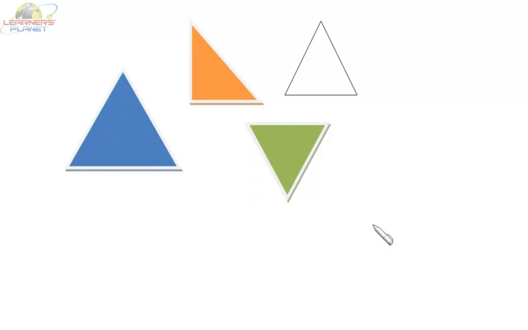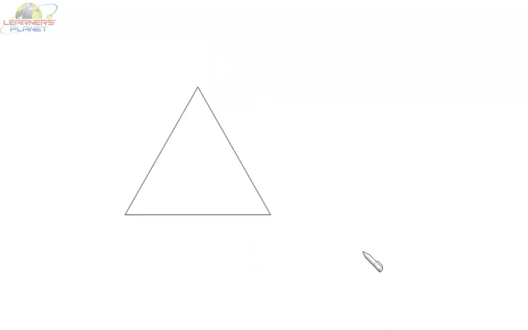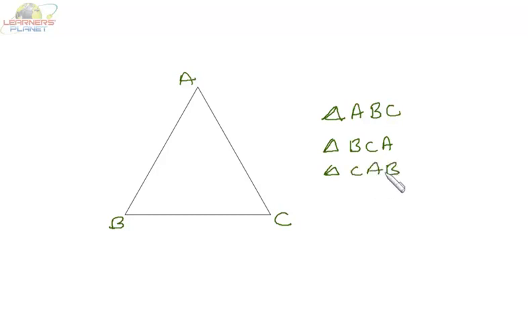Now let's draw a labeled figure of a triangle. Here we see a triangle. I just label it A, B and C. So we call it triangle ABC, and we write it like this: triangle ABC. It can be called triangle ABC or triangle BCA or triangle CAB. Any of them we can call it.